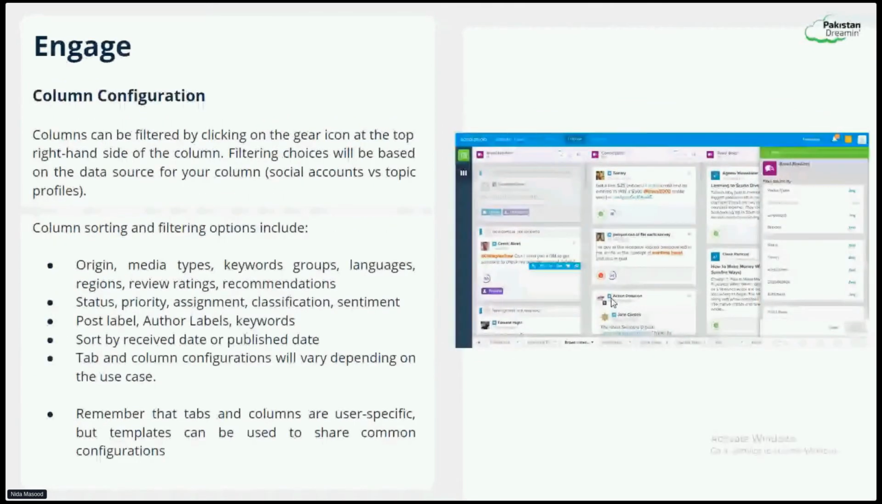Then this is how you configure your columns on the basis of your region, media types, keyword groups, and languages. Basically, you click on the gear icon at the top of the column to filter the content coming from social accounts or topic profiles. It can be sorted by date, and it basically depends on your use case, how you want to arrange your content and how you want to see it on a daily basis for collaborating with your customer experience.